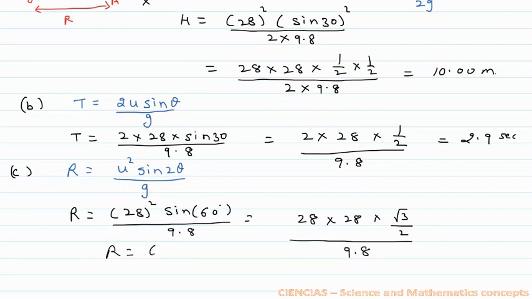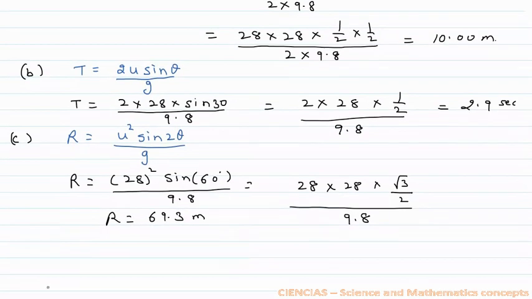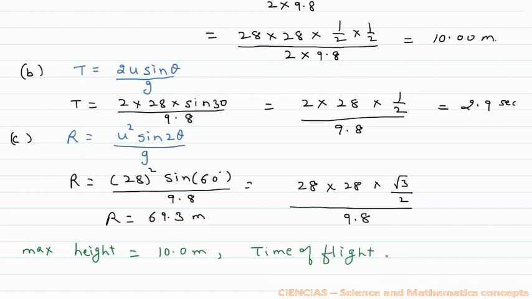On solving this, we get range is equal to 69.3 meters. So hence what are the results? The results are: maximum height is equal to 10.0 meters, time of flight is equal to 2.9 seconds, and horizontal distance is equal to 69.3 meters. That is all for this question.